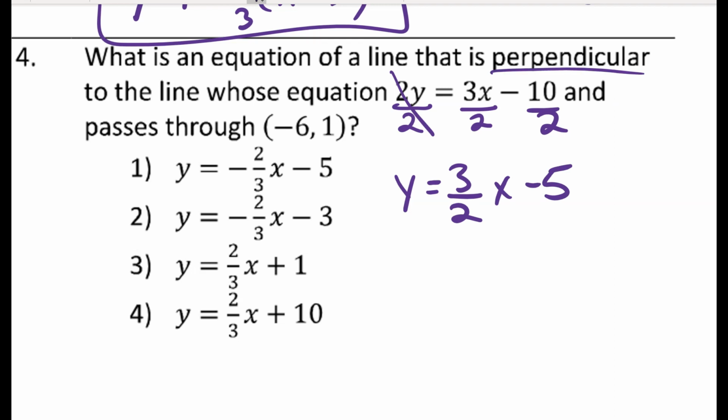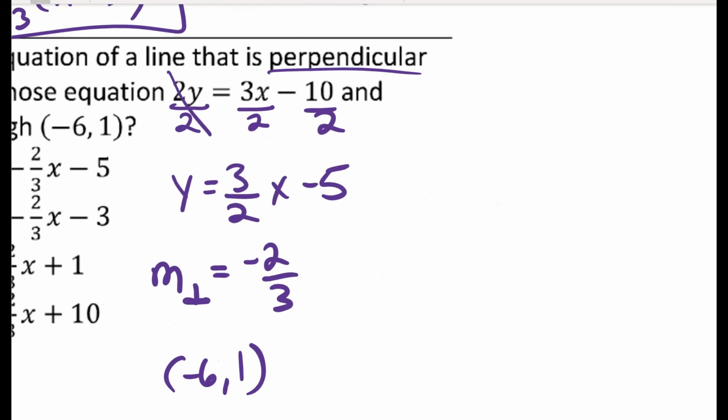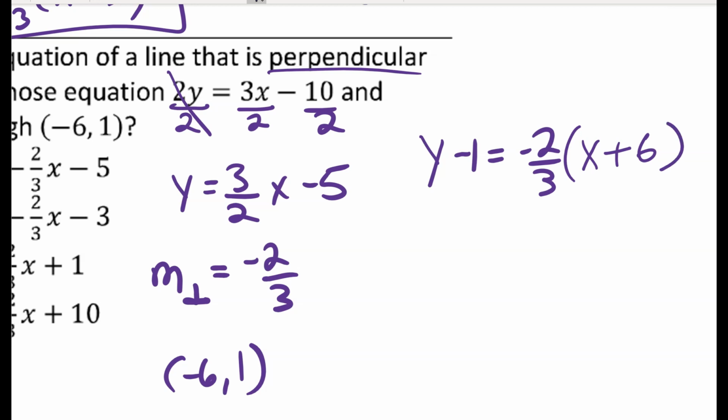So if I need it to be perpendicular to this line, it needs to have a negative reciprocal slope to 3/2, which is just negative 2/3. And it also needs to go through the point negative 6, 1. So I'm just going to plug into point slope form to figure out what this equation should be. So y minus y1 equals my slope times x minus x1. Again, minus a negative 6 is just plus 6. I'm going to distribute that negative 2/3.